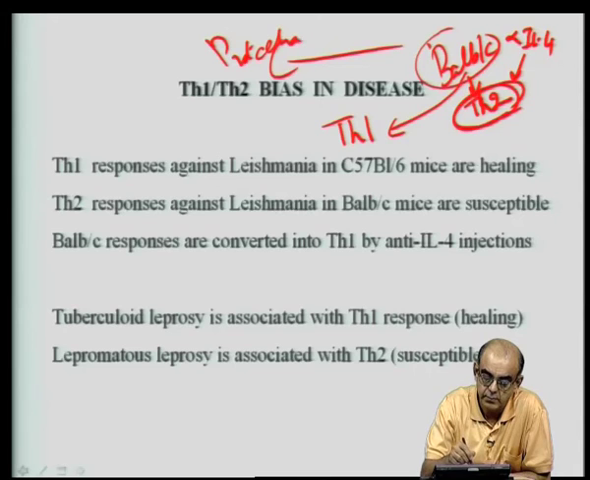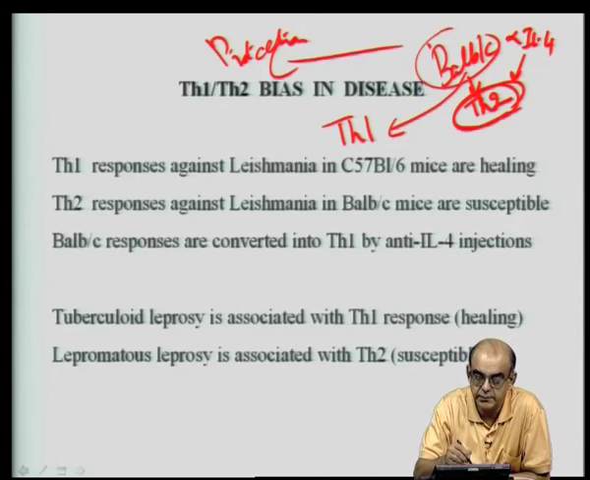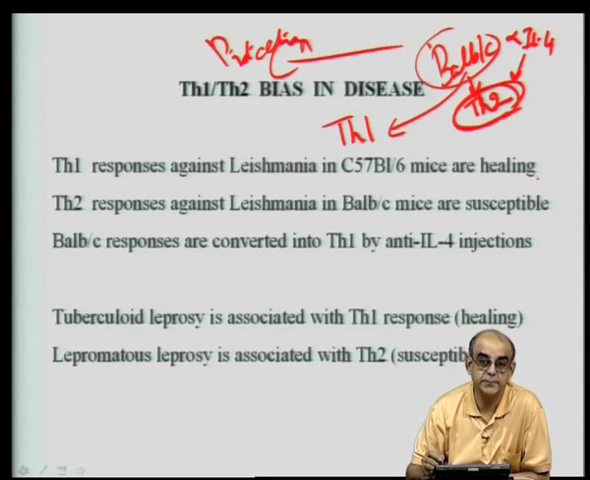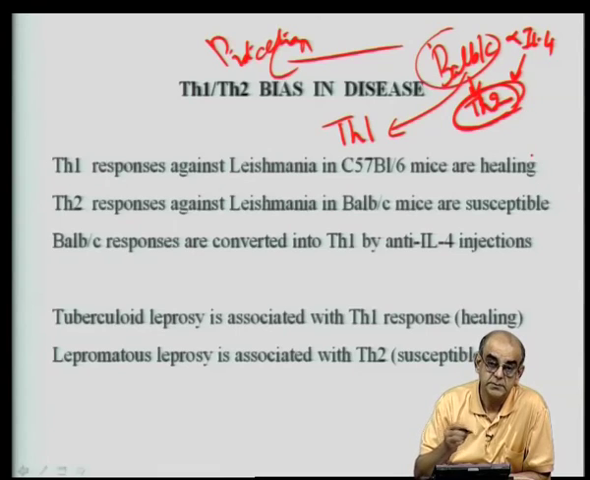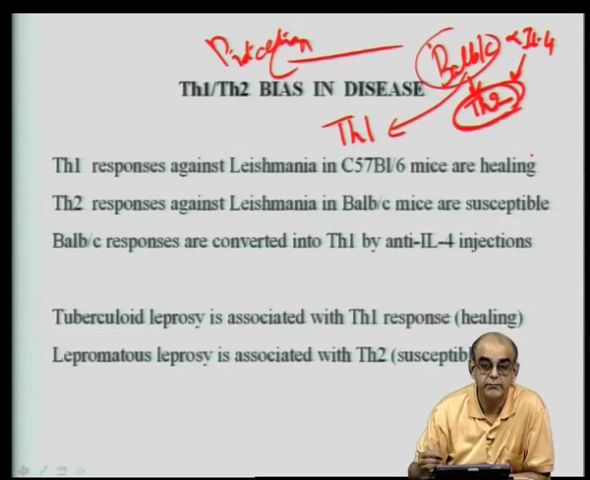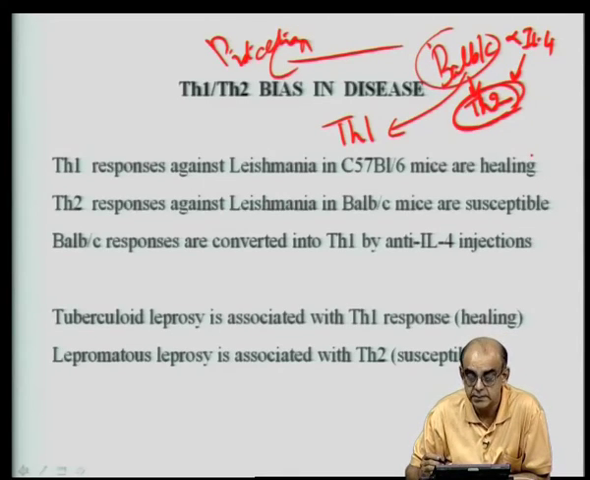So, you have protection ensuing because you injected IL-4. On the other hand, the opposite situation, where if you inject anti-interferon gamma in C57 black 6, instead of healing they become susceptible. Why? Because anti-gamma interferon neutralizes the interferon that is there, that is influencing the formation of Th1 cells, and allows the IL-4 cells to develop.